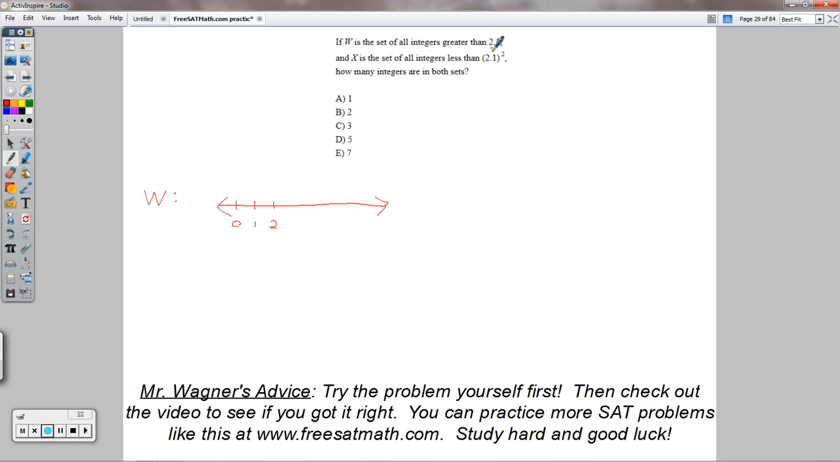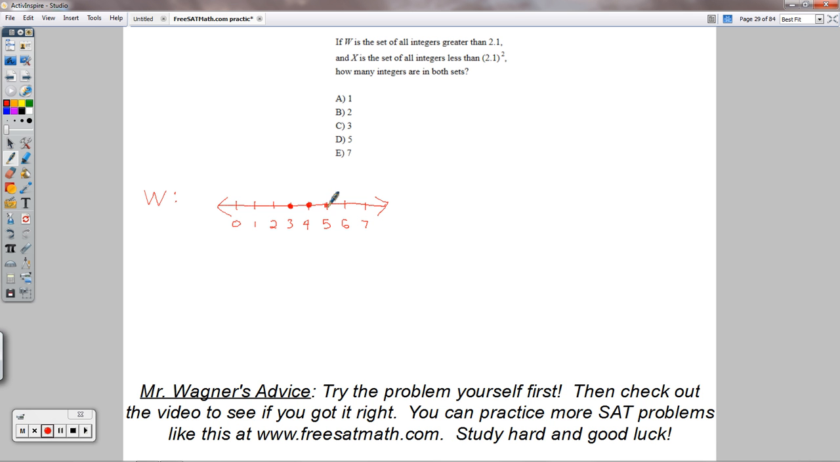So is 2.1 an integer? No, it's not an integer. It's a set of all integers greater than that. So here's 3, 4, 5, 6, 7, and so on. So I'm saying any integer that's greater than 2.1. So 3 would work. 3 is an integer.